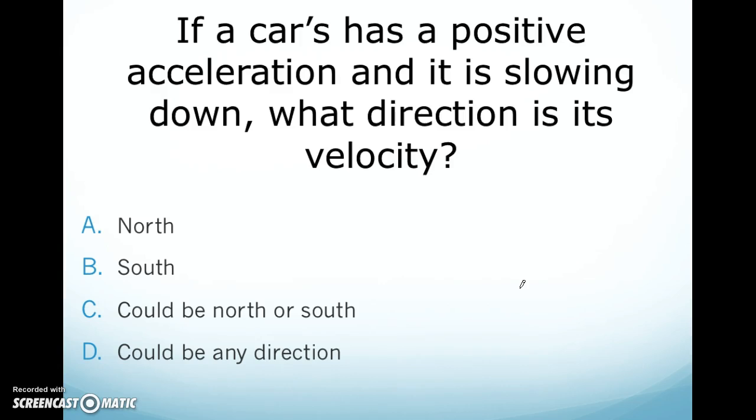So if we have a positive acceleration and it's slowing down, what direction is its velocity? Positive acceleration means I either had to have two positives or two negatives. So if it's slowing down, that's negative. That means the direction also has to be negative. And the only option here is south.